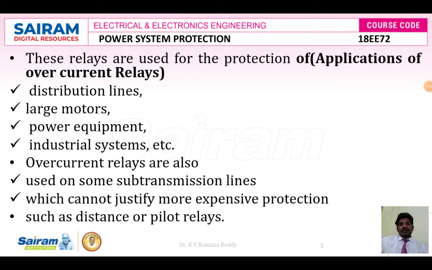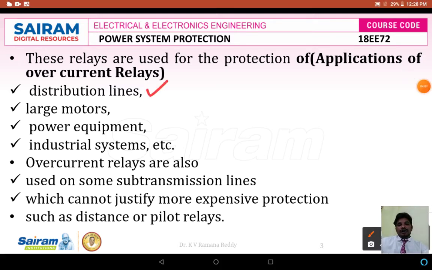Therefore, overcurrent relays are used for protection in applications like distribution systems. In distribution lines we use overcurrent relays, and also to protect large motors from heavy currents we use overcurrent relays, and the power system equipment.